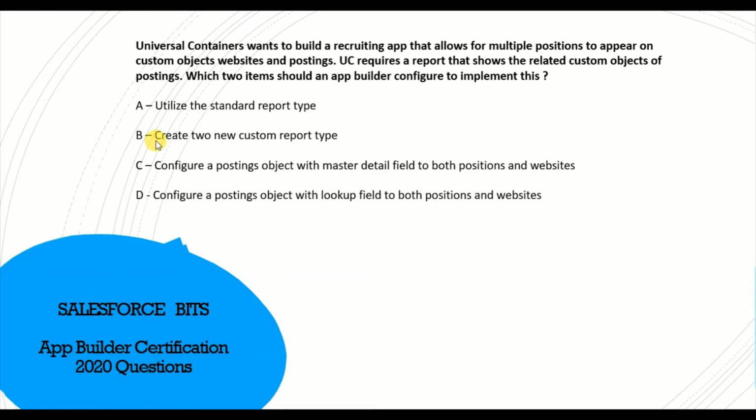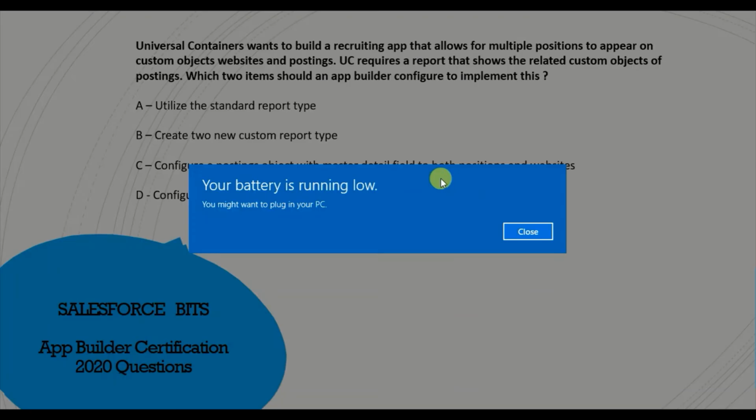Okay, so first option is utilize the standard report. For the custom object, a standard report type is not available, you have to create it. And next one is create new custom report type. Yes, this is one of the options I would say. And configure posting object with master detail field.